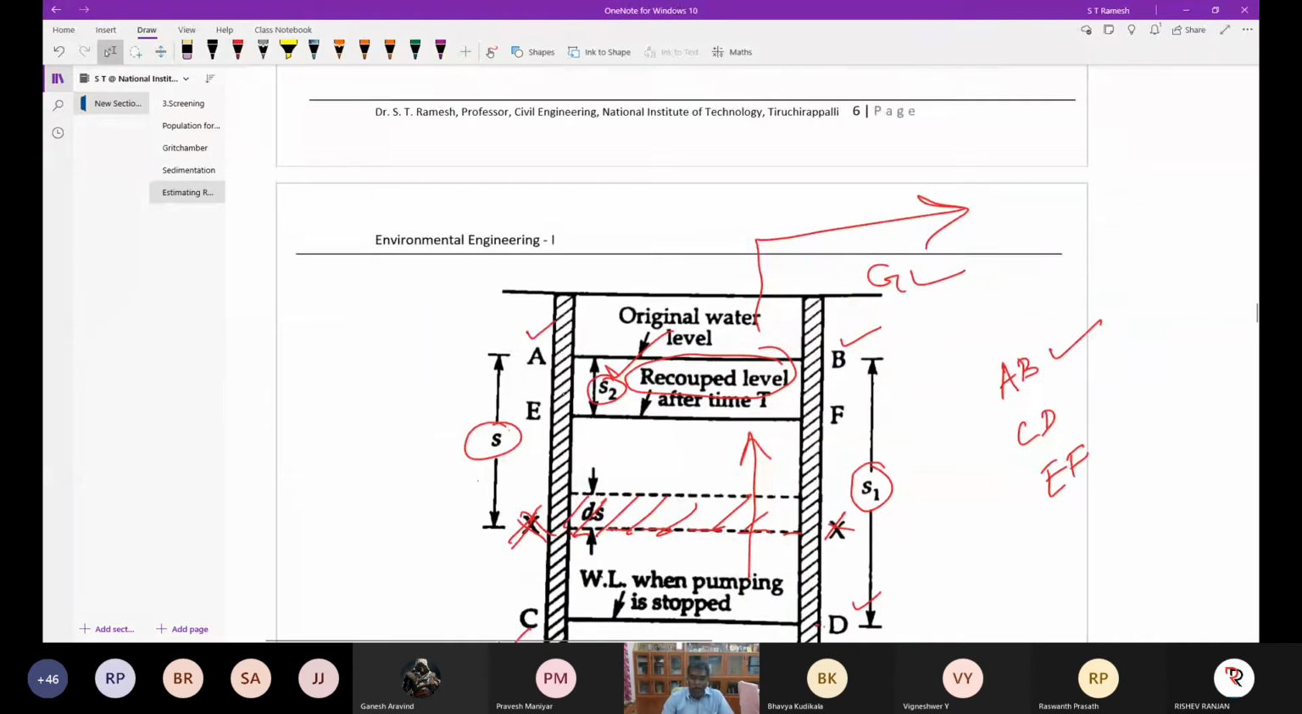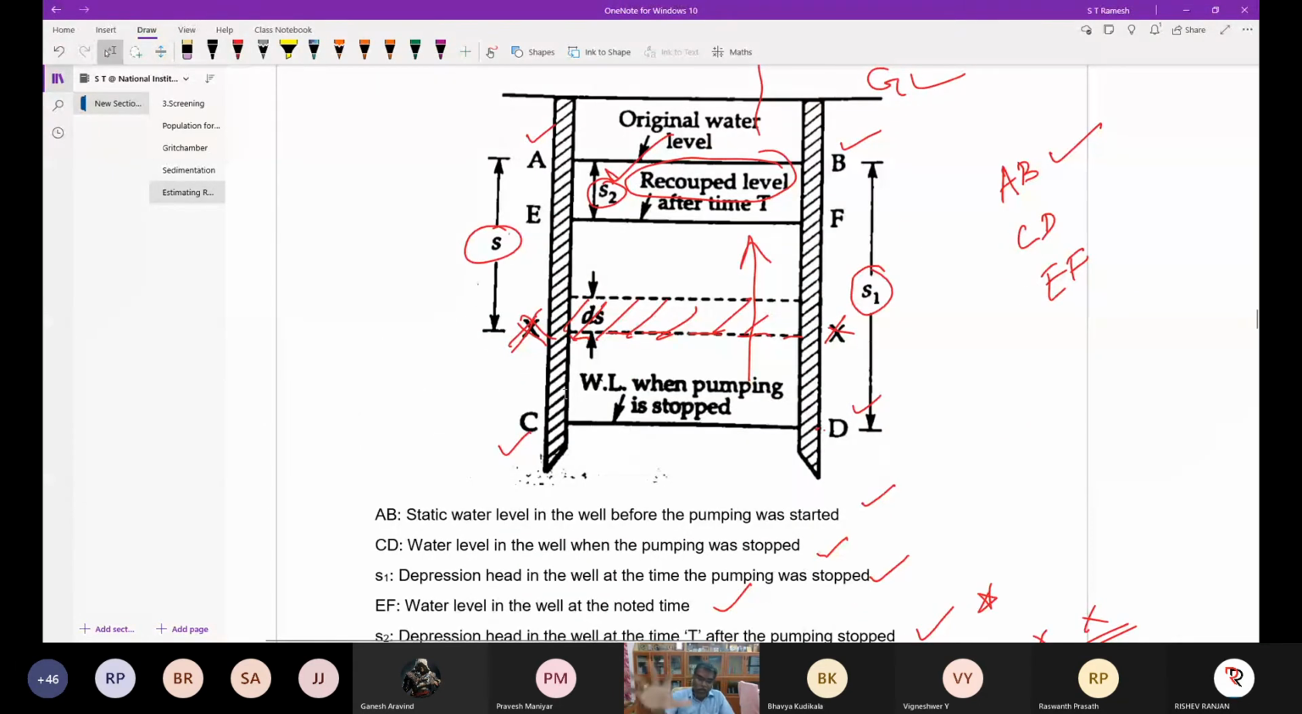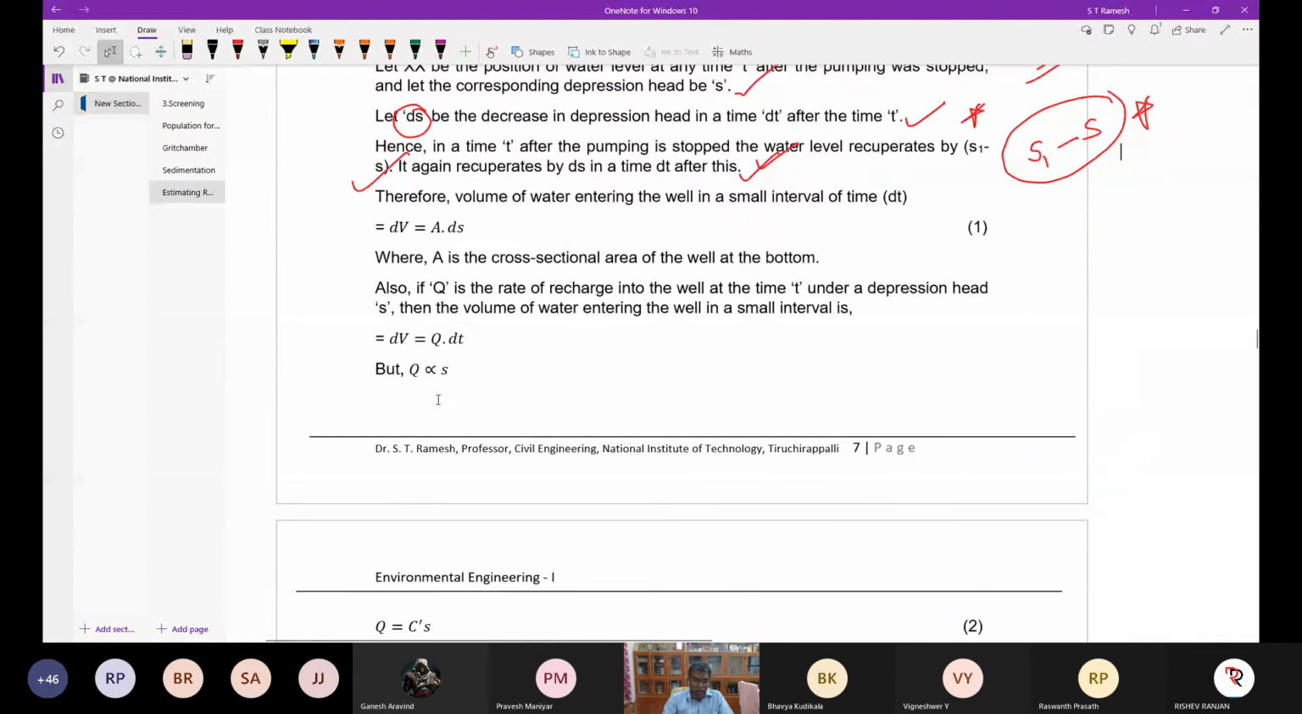So I may not solve this problem for the complete depth of the aquifer; I consider a smaller element of this condition. Let ds be the decrease in depression head in the time dt after the time t. After time t, the pumping is completely stopped, and the water level recuperates by S1 minus S.